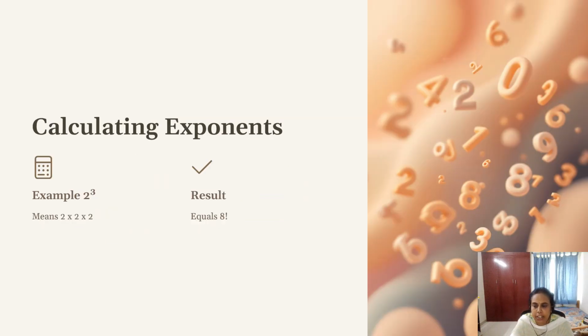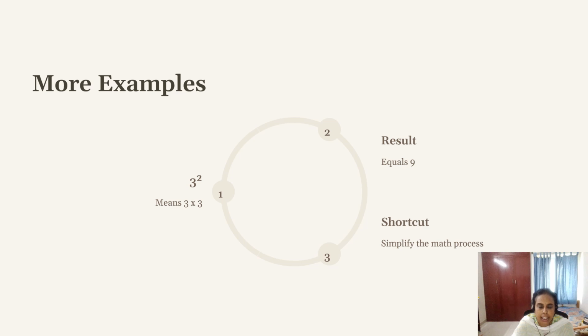Now, calculating the exponents. How are we going to calculate them? Simple thing, we should know multiplication. That's it. As I have already told you, 2 cube means 2 into 2 into 2. So 2 twos are 4, 4 twos are 8. So it is equal to 8. Now one more example: 3 square. 3 square means 3 into 3. So 3 threes are 9. This is a shortcut that simplifies the math process.